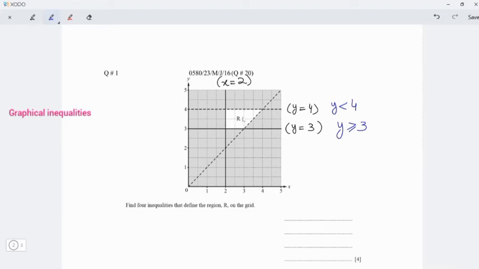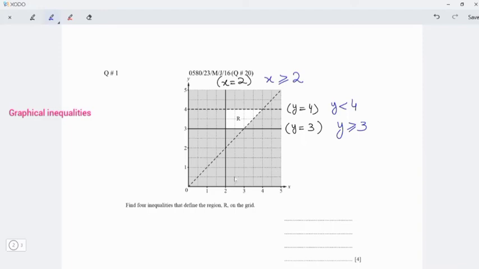If we are going towards the right, what will be happening to the values of x? x is increasing. So I can simply write x is greater than or equal to 2. Why am I putting equal to? Because this line is a solid line. So we have done the three answers.